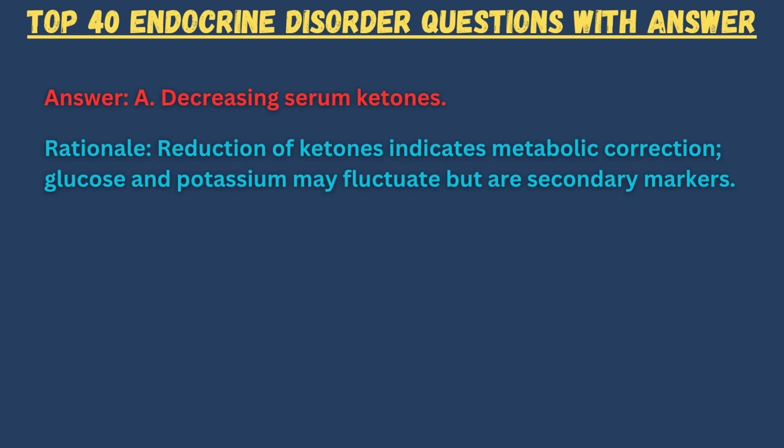Answer. A. Decreasing serum ketones. Rationale. Reduction of ketones indicates metabolic correction. Glucose and potassium may fluctuate, but are secondary markers.